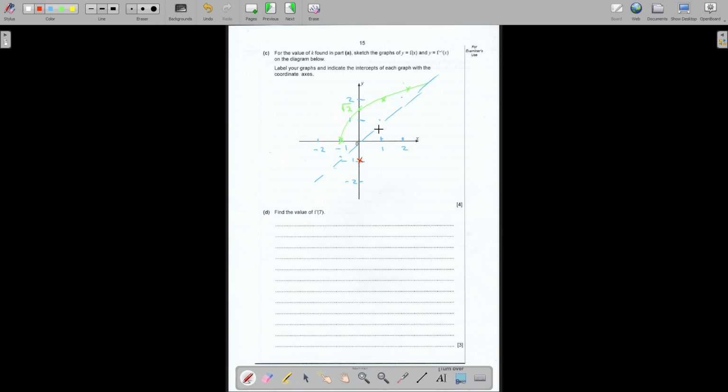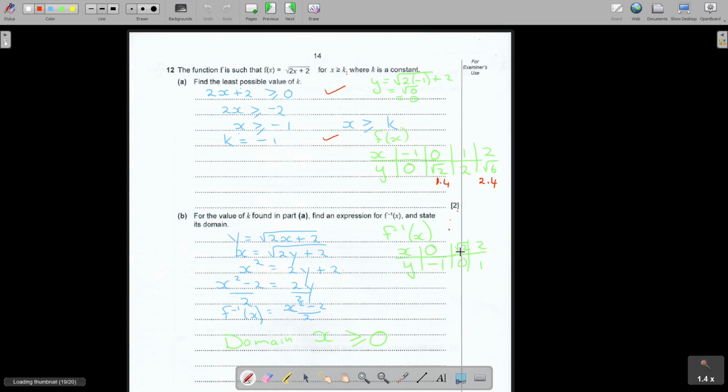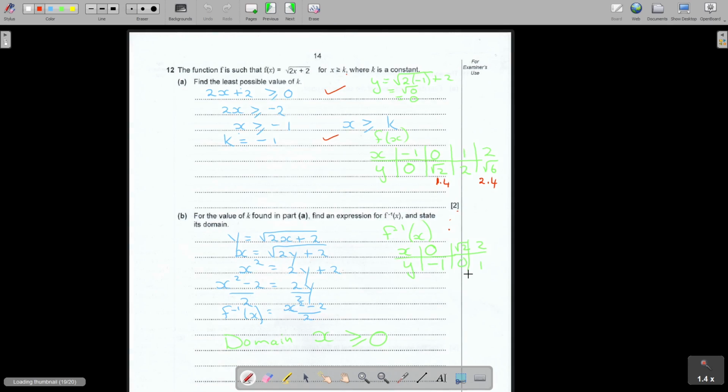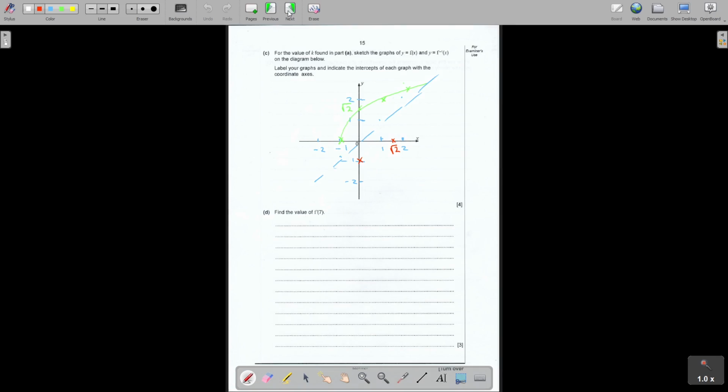And then go back to my previous page. It's going to be square root 2 and 0. So it was 1.4 and 0. So it's approximately square root 2. And don't forget this is -1. And then, going back to your previous page, it's 2 and 1. It's going to be 2 and 1.